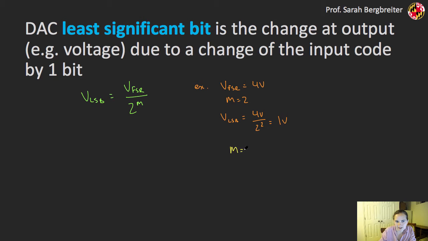Now if I instead had m equals 10, I'd be looking at a least significant bit in that case of 4 volts over 2 to the 10, or 1024, or about 3.9 millivolts. So obviously much closer to the ideal. Ideally I'd like a continuous output if I have a higher number of bits. So the smaller my least significant bit, the closer I approximate the ideal conversion.